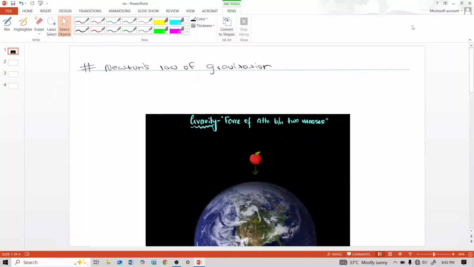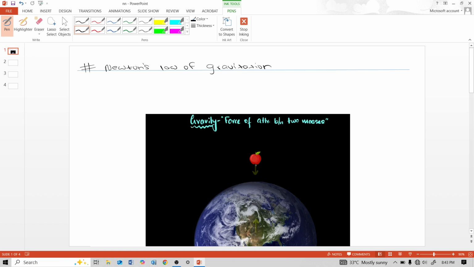Hello all. Today in this video lecture we will see Newton's law of gravitation. So first, see gravity. Gravity is nothing but the force of attraction between two masses. See here, this apple has mass and this earth has mass. So what is happening here? Force of gravitation is happening due to earth.